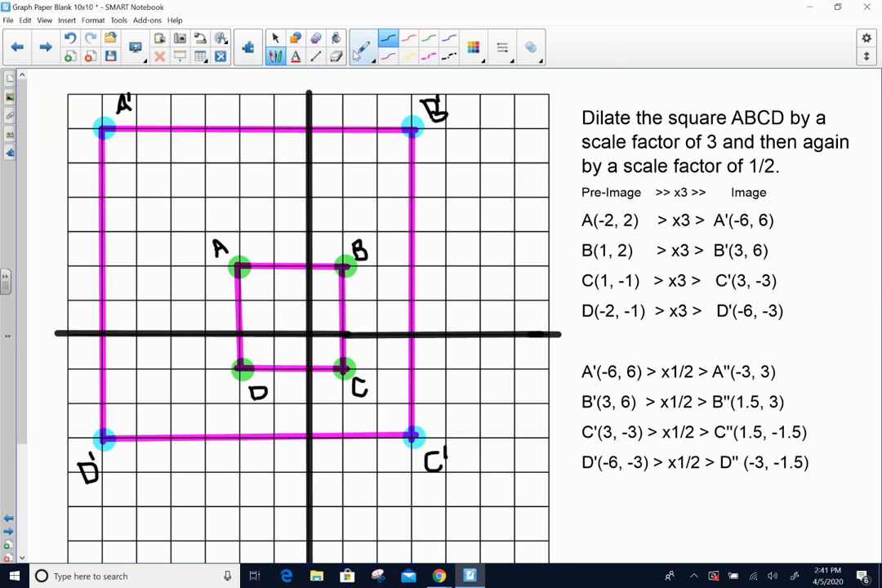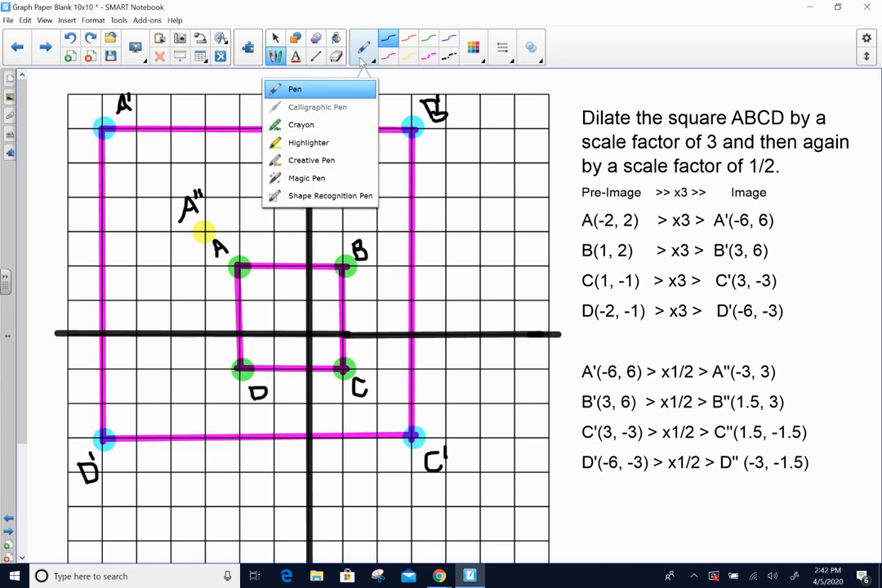I've got A prime. Let's see, what color should we use? I'll use yellow, I guess. A prime is negative 3, 3. Negative 3 means I'm going to the left. 1, 2, 3. Positive 3 for Y means I'm going up. 1, 2, 3. So this is now A double prime. Looks a little bit like a B. Let's see if I can make that a little bit better. There we go. A double prime.